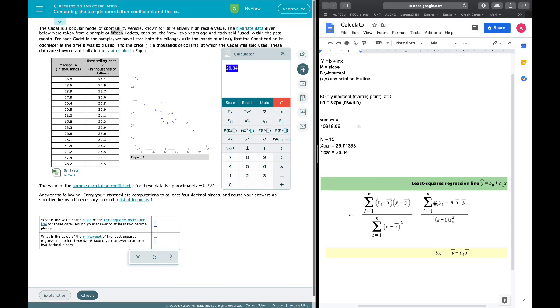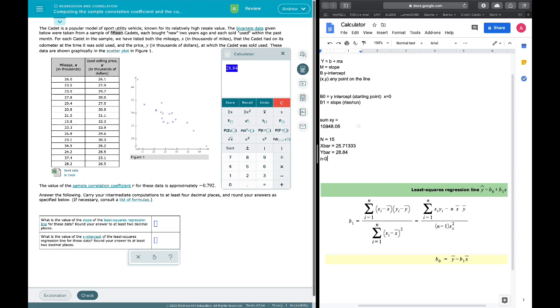All right, so we've got the numerator. That's all the numerator stuff. So now we need to figure out the denominator. The first thing in the denominator is n minus 1. So that's 15 minus 1. Remember, n is how many total cars there are. So 15 minus 1 is 14.